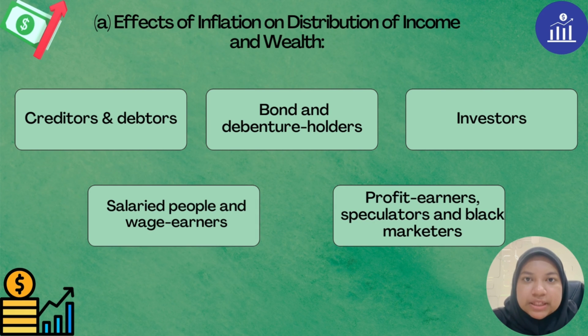First is creditors and debtors. Second is bond and debenture holders. Third is investors. Fourth is salaried people and wage earners. And lastly is profit earners, speculators and black marketers.